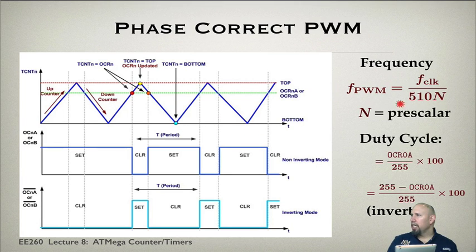So here's the frequency for the pulse width modulation. Notice that it's divided by not 256, in this case by 510, which is kind of interesting. It's not 512, it's 510. But anyway, this is what we have. Again, n is our prescaler, and this is the formula for our duty cycle. Okay, so in this case, it's actually simpler than the other one. In the other case, we had the output compare register 0A plus 1 divided by 2. So we don't have that plus 1. So this is the duty cycle that we get for the normal or the non-inverting mode and for the inverting mode.